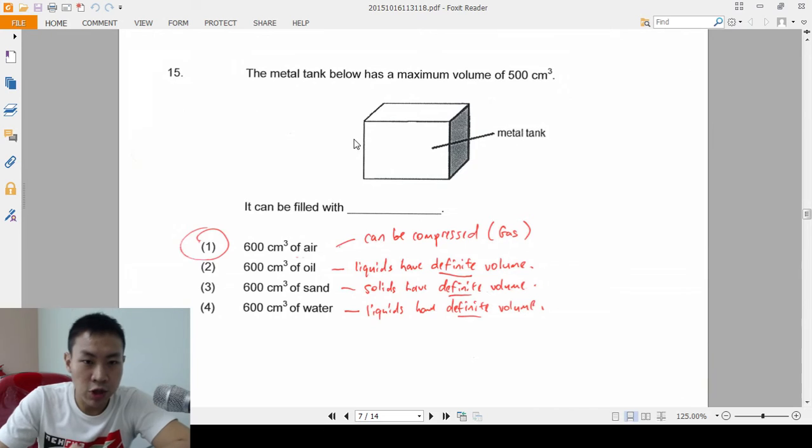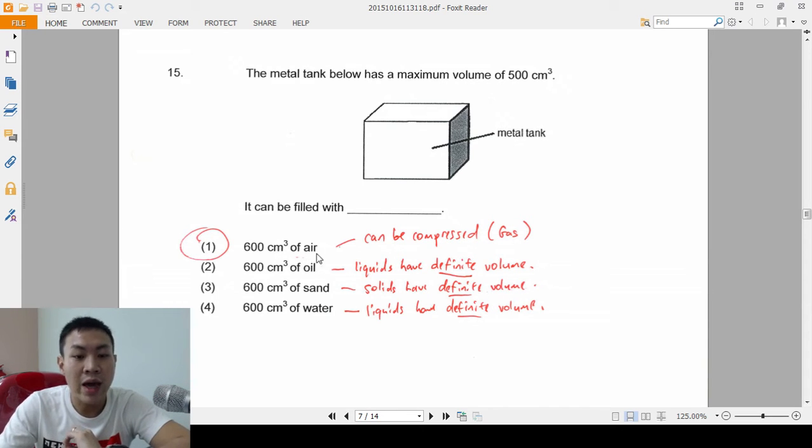The last of the multiple choice questions. A metal tank has a maximum volume of 500 cubic centimeters. Okay, it can be filled with, I know that, solid, liquid, and air. The only one that can be compressed is gas. So my answer should be 1. Because oil, which is a liquid, sand, a solid, and water, a liquid, all of them have definite volume. So I cannot fit 600 cubic centimeters of oil, sand, or water into this metal tank, which has a capacity of 500 cubic centimeters. The correct answer is 1, because the air can be compressed.